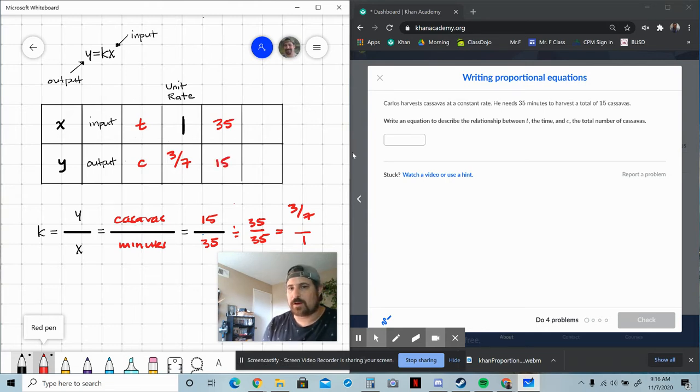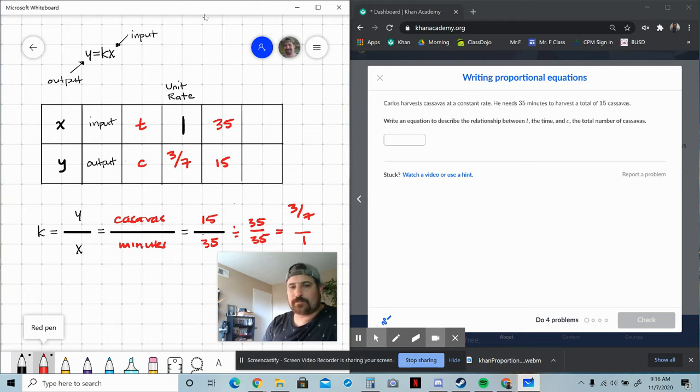It says write an equation to describe the relationship between T, the time, and C, the total number of cassavas that he's harvesting. So we know that basically you just take the input of the time and multiply it by 3/7, and you're going to get the output. So when the time is 1, times 3/7, you get the output of 3/7. When the input is 35, times 3/7, you get the output of 15.